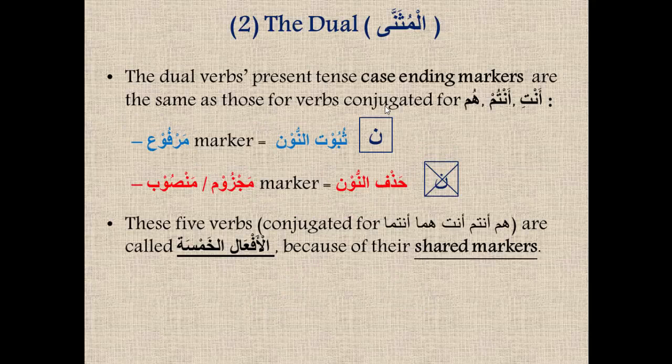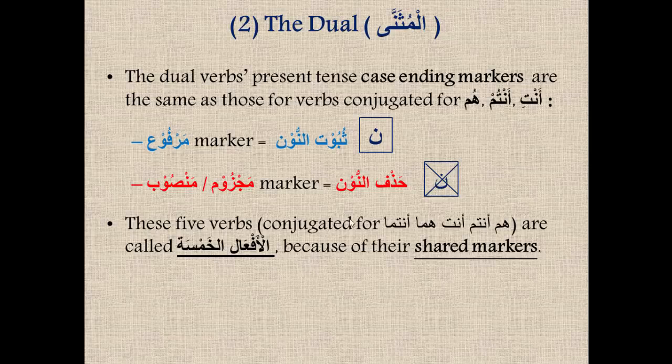What are the dual verb case endings in the present tense? The dual verb's present tense case ending markers are exactly the same as those markers for verbs conjugated for anti, antum, and hum. So, as a reminder, that marker for the marfu' will be thubut an-noon, the presence of the noon, and the marker for the mansub and the majzum will be hadhf an-noon, dropping the noon.